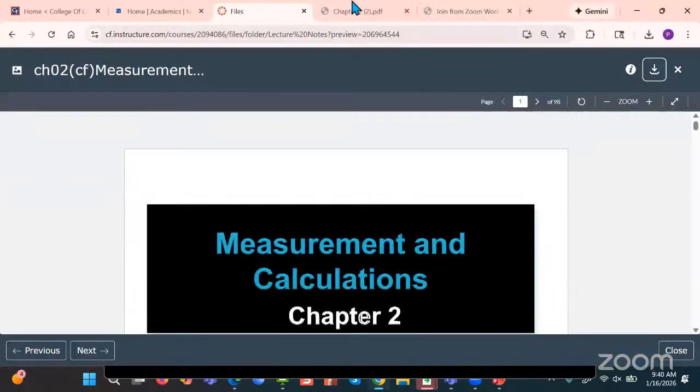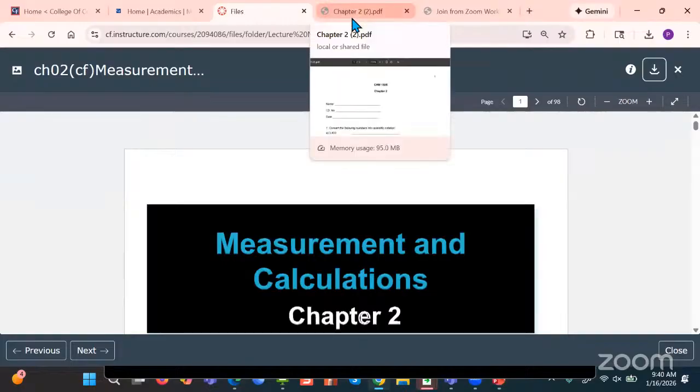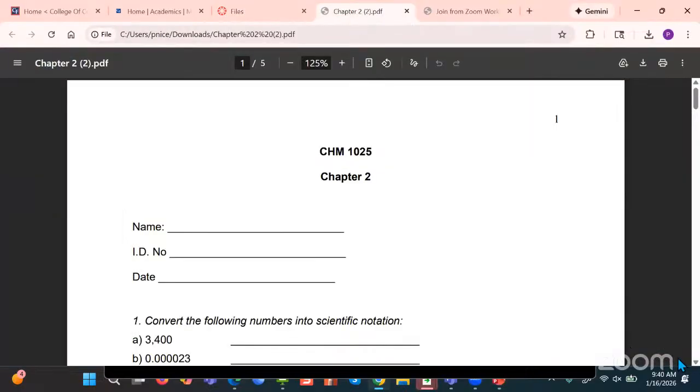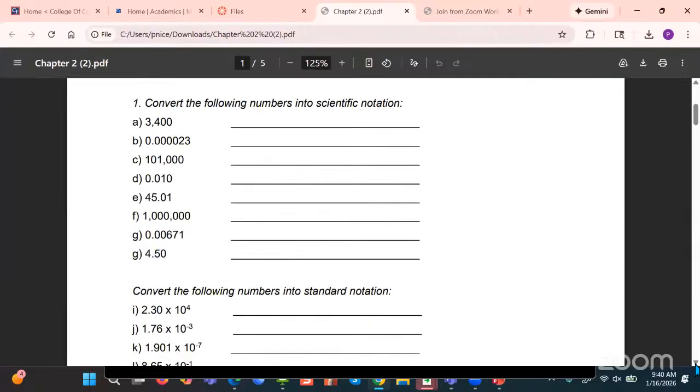Okay, so we're going to start with chapter 2, assignments. And the first question has to do with converting numbers given in a normal standard notation to scientific notation. Just to briefly recap what was covered in the videos, when you're writing a number in scientific notation, there are two parts to expressing it that way.